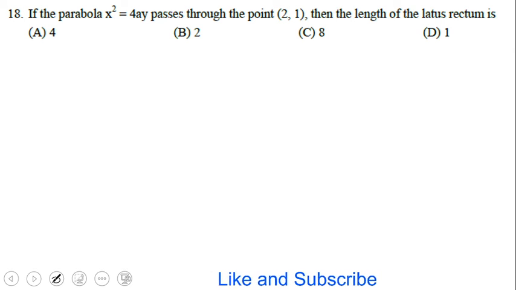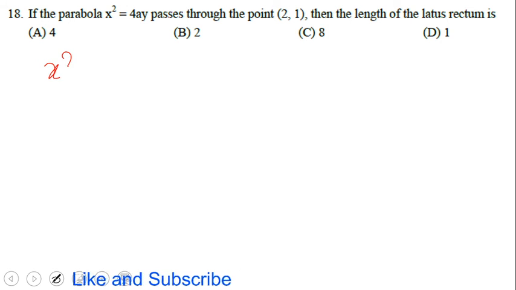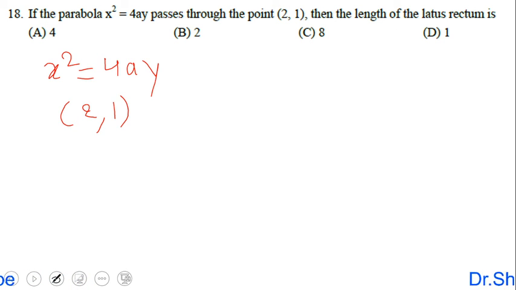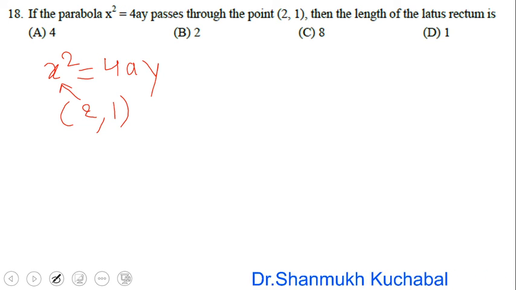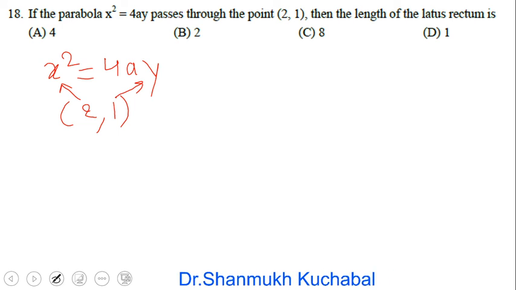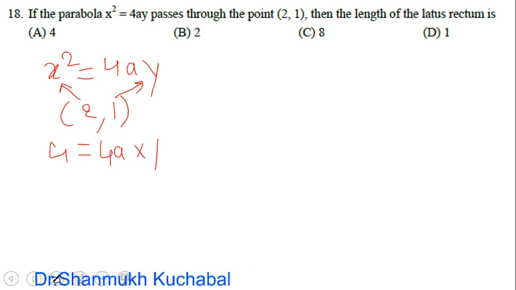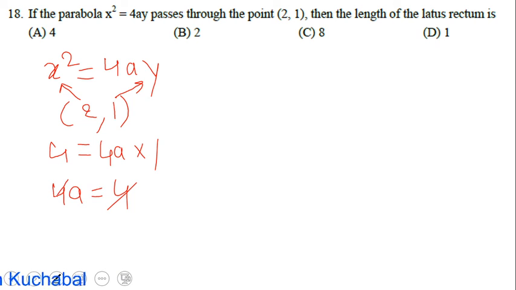The question is, if the parabola x square equal to 4ay passes through the point 2 comma 1, then we have to calculate the length of the latus rectum. So we take x as 2 and y as 1. So 2 square is 4, equal to 4a into 1. So we get 4a equal to 4. The 4 gets cancelled, and a we are going to get as 1 here.